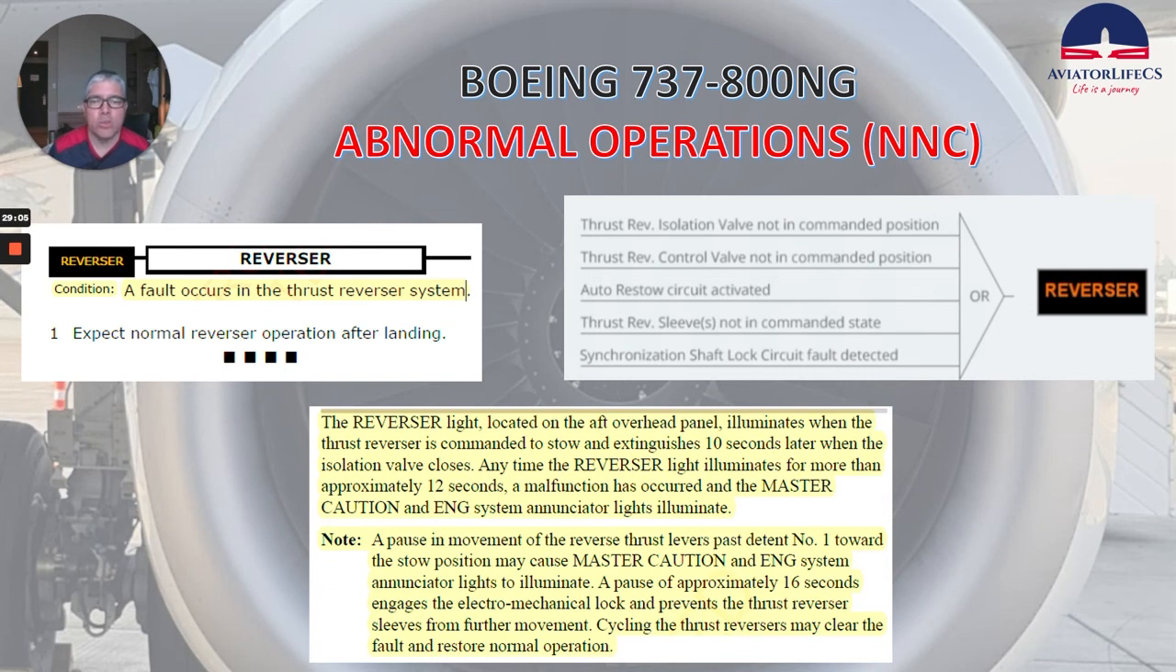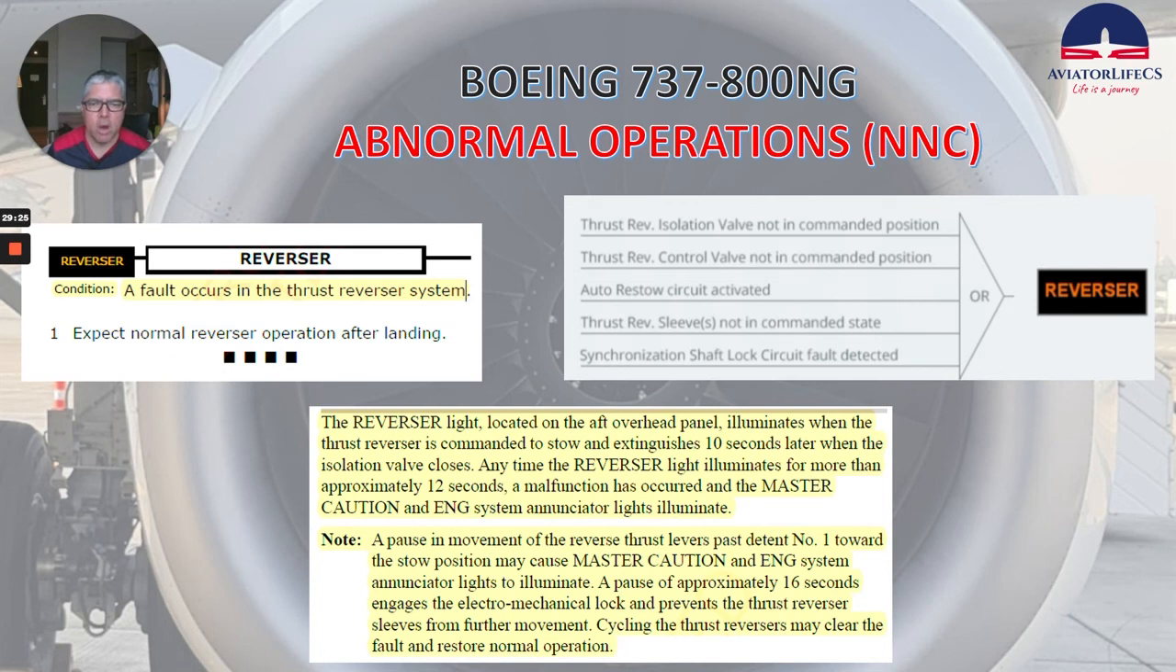It illuminates when the thrust reverser is commanded to stow and extinguishes 10 seconds later when the isolation valve closes. Anytime the reverser light illuminates for more than approximately 12 seconds, a malfunction has occurred and the master caution and engine system annunciator lights illuminate.